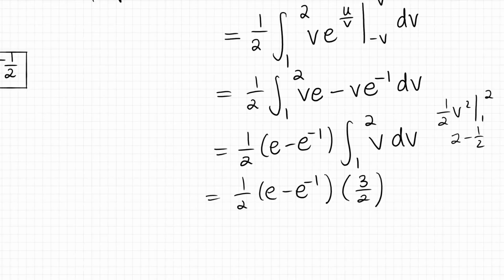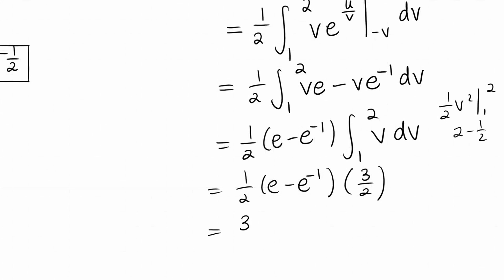So basically, what do I get then? Basically get 3/4 times e minus e to the negative 1. Whew. What do you think?